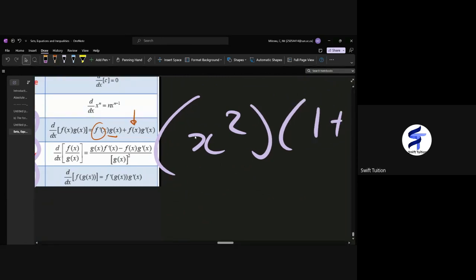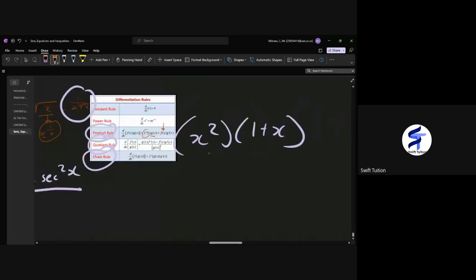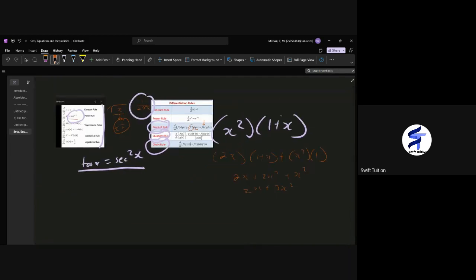So in simple terms, differentiate the first term, that's going to be 2x, leave the second one unchanged, 1 plus x, plus leave the first one unchanged, x squared, times the derivative of 1 plus x, which is 1. Then you can multiply it out: 2x plus 2x squared plus x squared, so it's 2x plus 3x squared. You'll find it's the exact same answer that we calculated previously using the power rule.